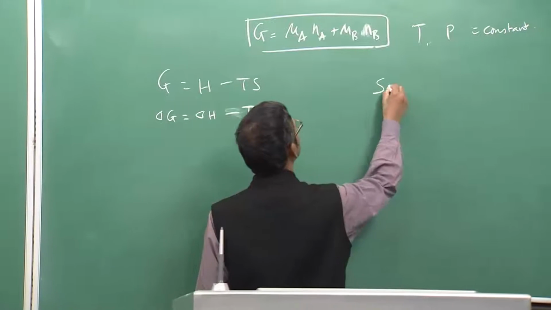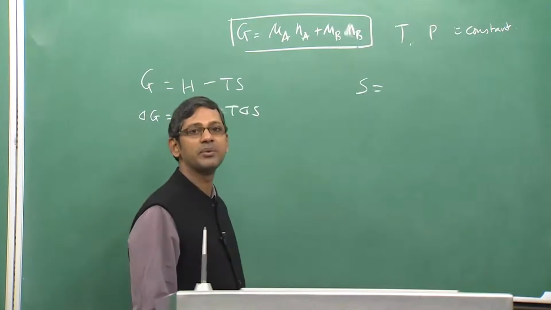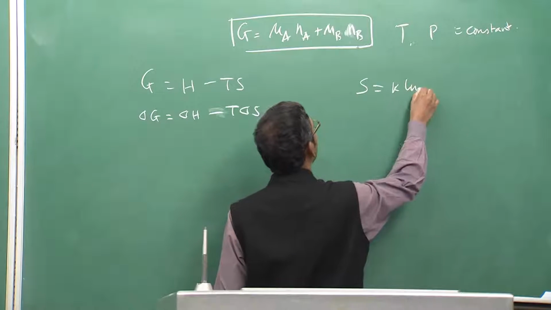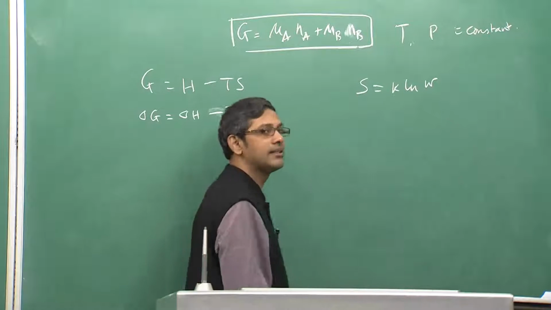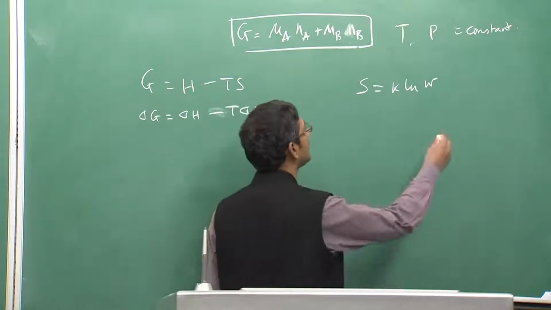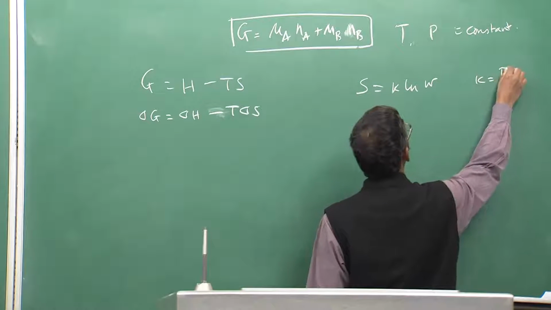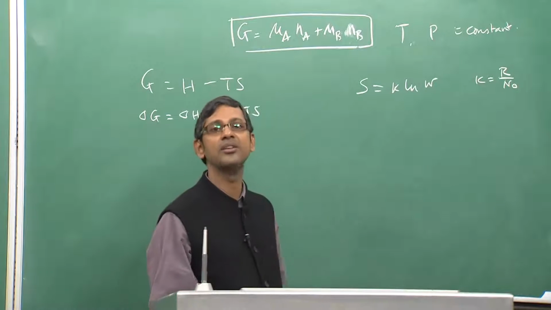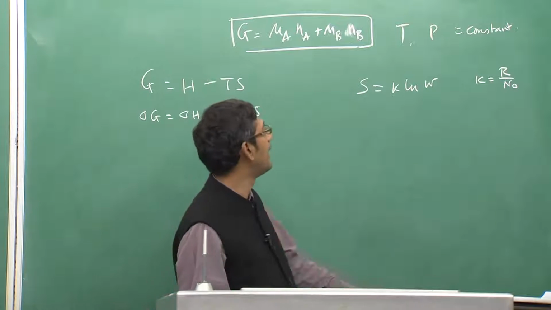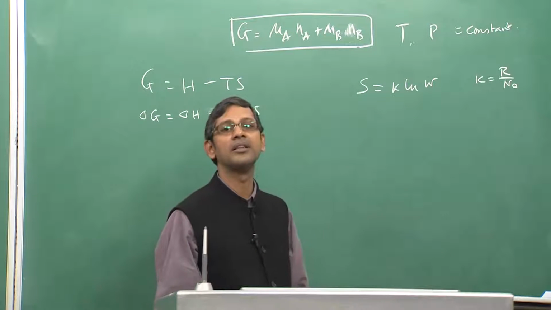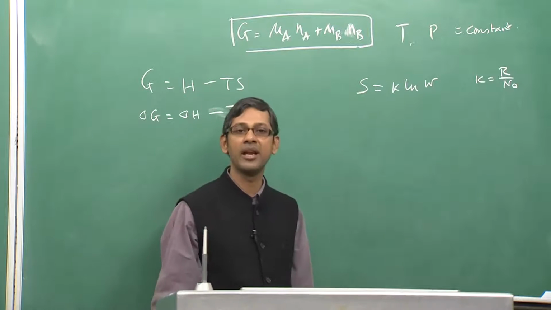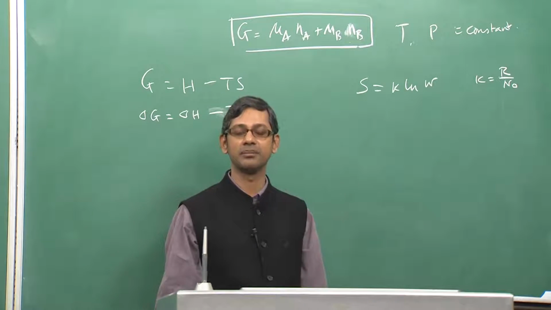We know that S, or entropy, as per Boltzmann formulation, is given as k ln W. k is the Boltzmann constant, which can also be written as R by N0, where R is the universal gas constant, N0 is the Avogadro number, and W is nothing but the number of probable arrangements possible in the system.